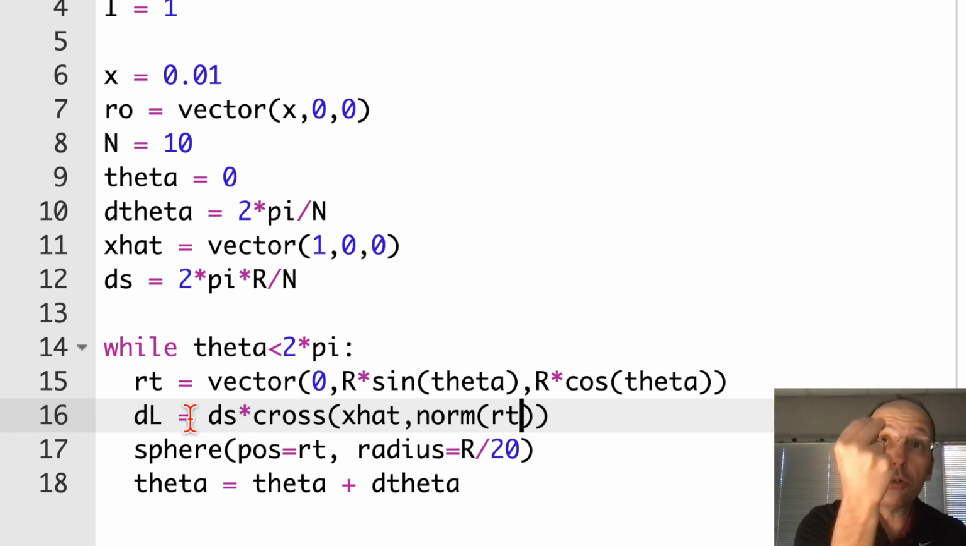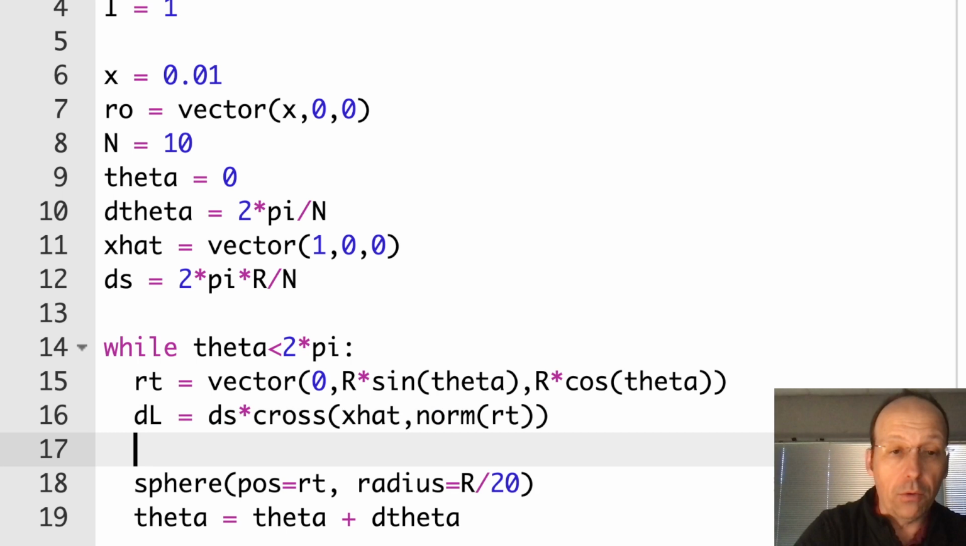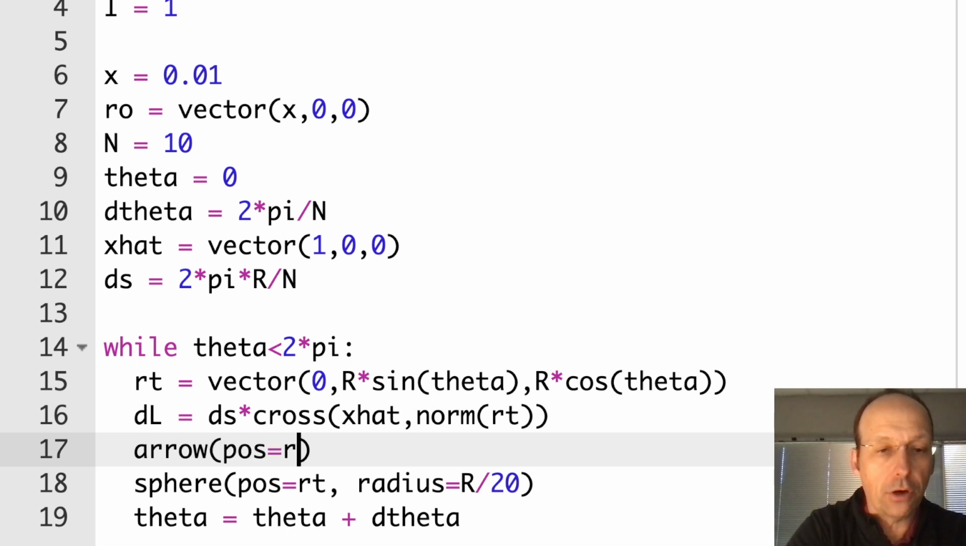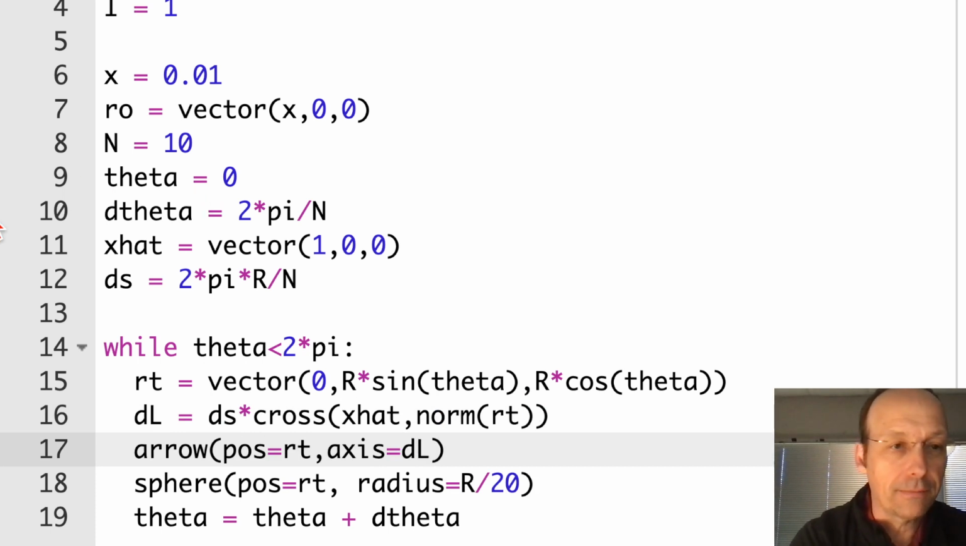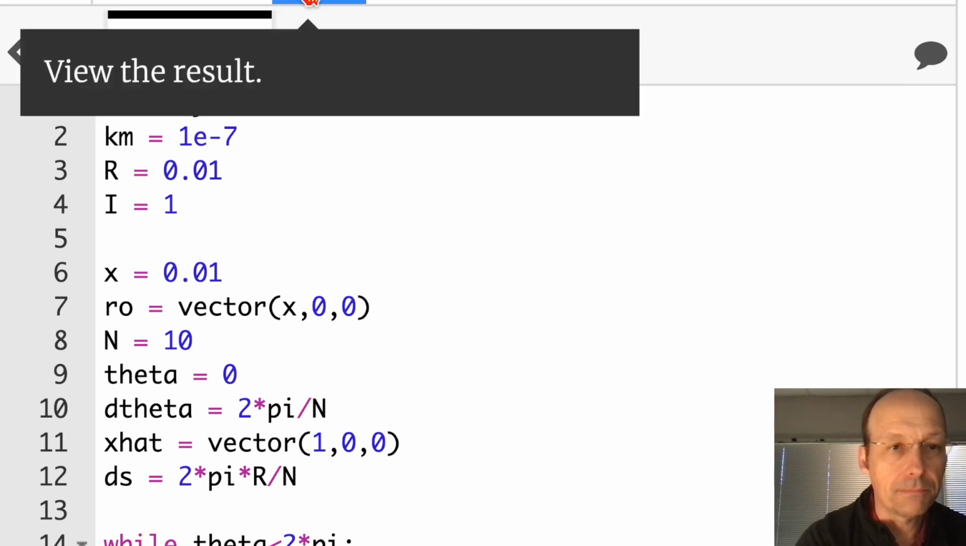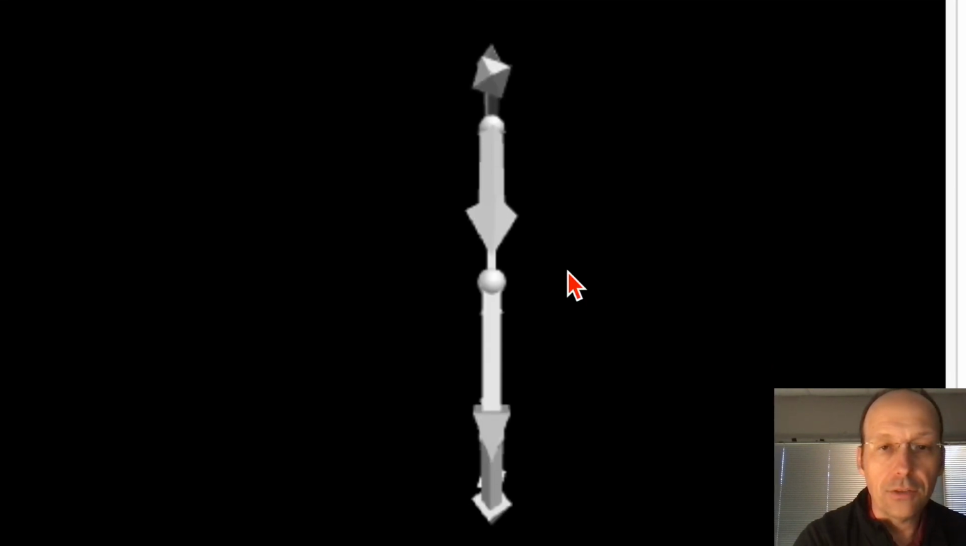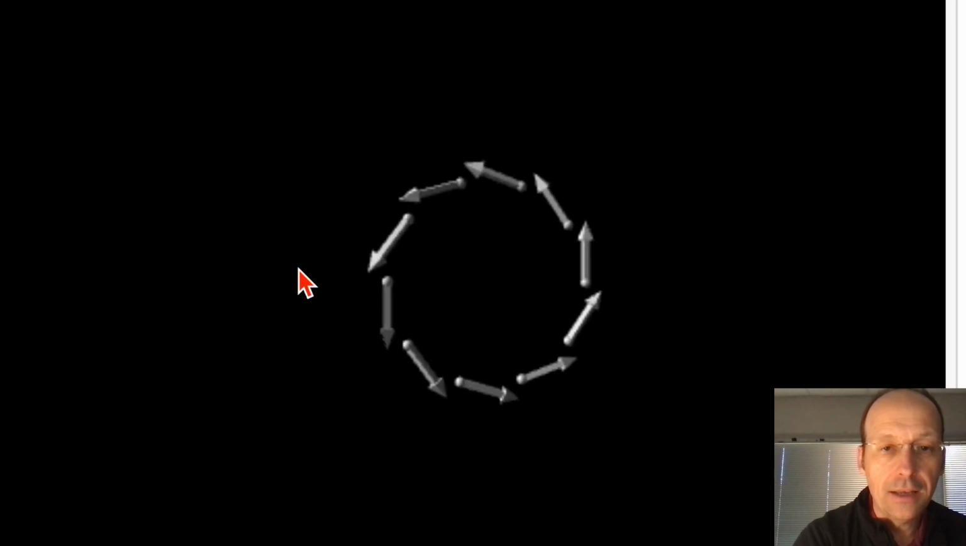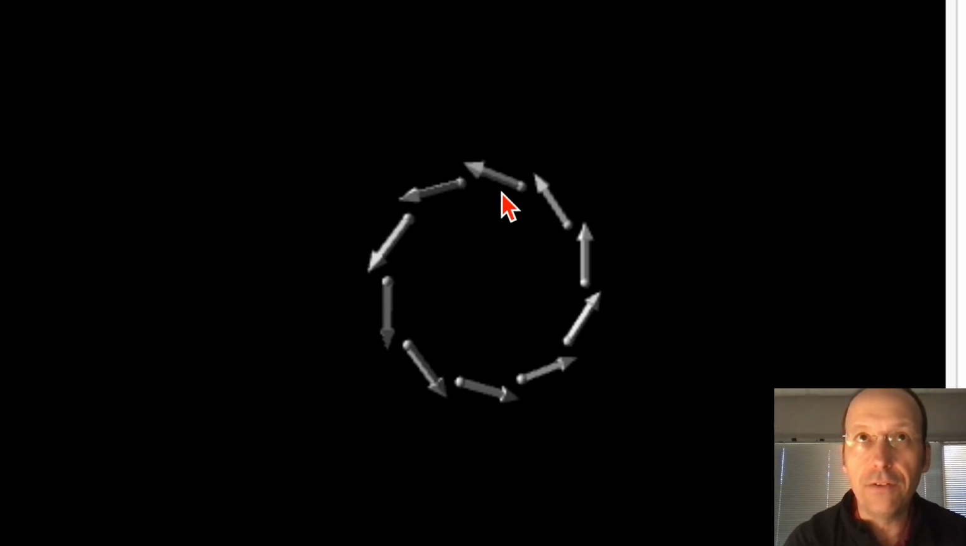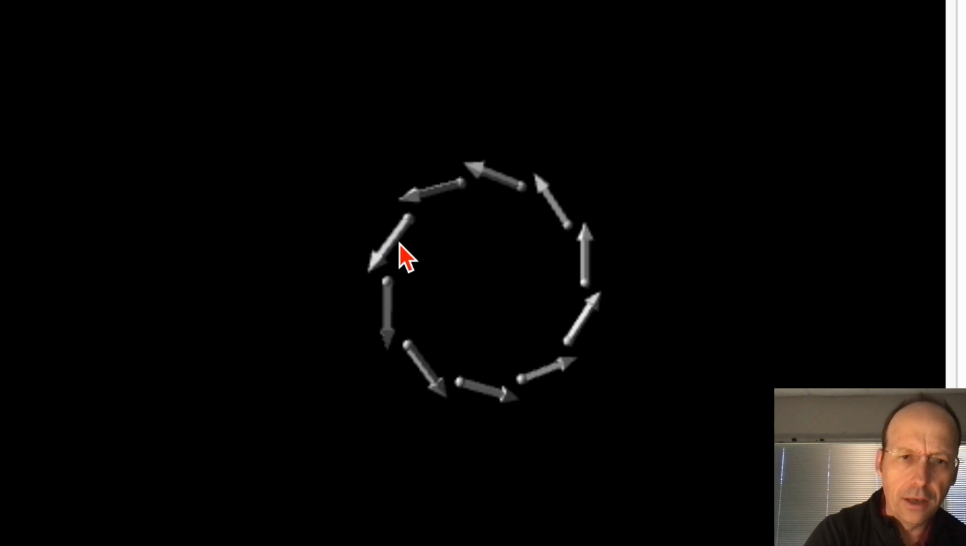Now, what I want to do is draw that. So let's draw that with an arrow. The position is going to be equal to rt, and the axis is going to be equal to dl. So let's see what that looks like. So there I have 10 vectors, and each one of those vectors at that point points in the direction of the I delta L. So I have all my I delta L vectors. They're not perfect, for sure, but it works, right? So wherever I go in the circle, I can get that I delta L vector. I need that, and it looks cool too. So we got that going for us.